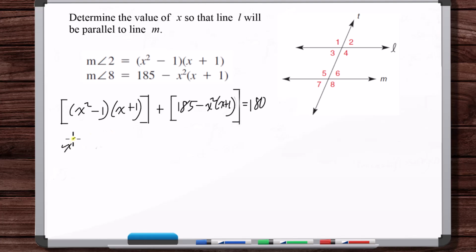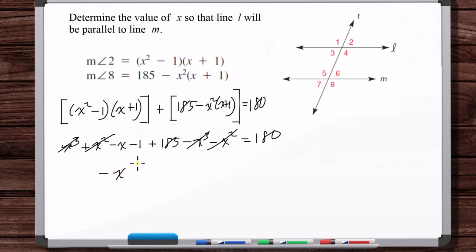Okay, so x cubed plus x squared minus x minus 1 plus 185 minus x cubed minus x squared. There we go. The x cubed subtract out, the x squared subtract out, and then you've got minus x, then plus 184, it's minus 1 plus 185. Now subtract 184 from both sides. Now multiply both sides by minus 1. So x needs to be equal to 4.